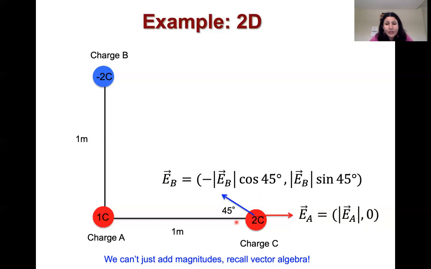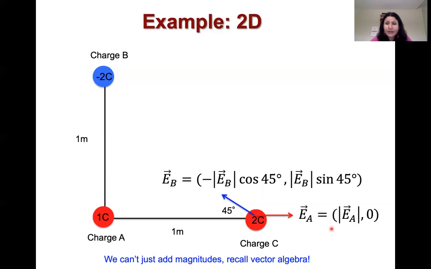Now B, we know that there is this angle 45. How do we find the x component? It's the cosine of 45, but we have to put a minus sign in front because the x component lies in the minus x direction. The y component is up, so it's positive. So it's going to be the magnitude of that vector, which we call EB, times the sine of 45 degrees.